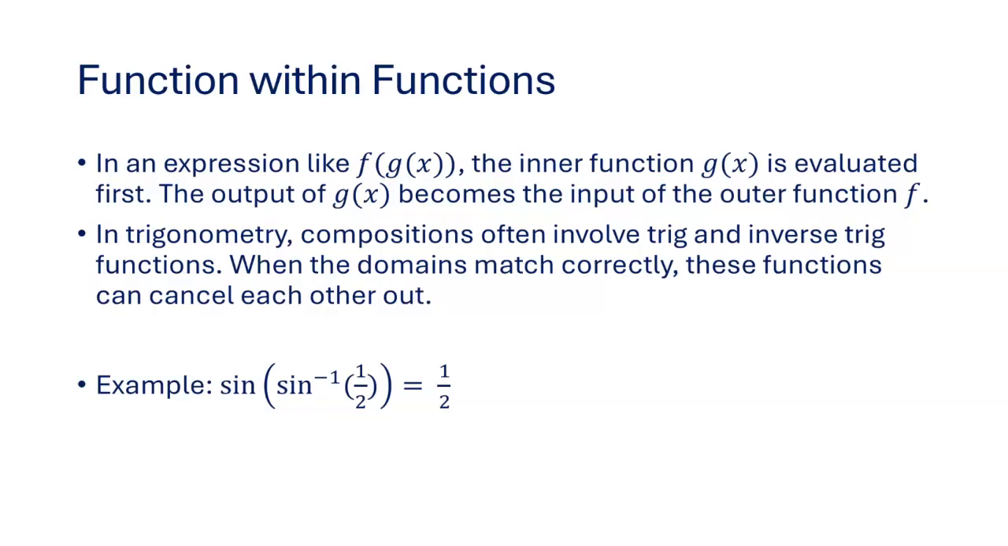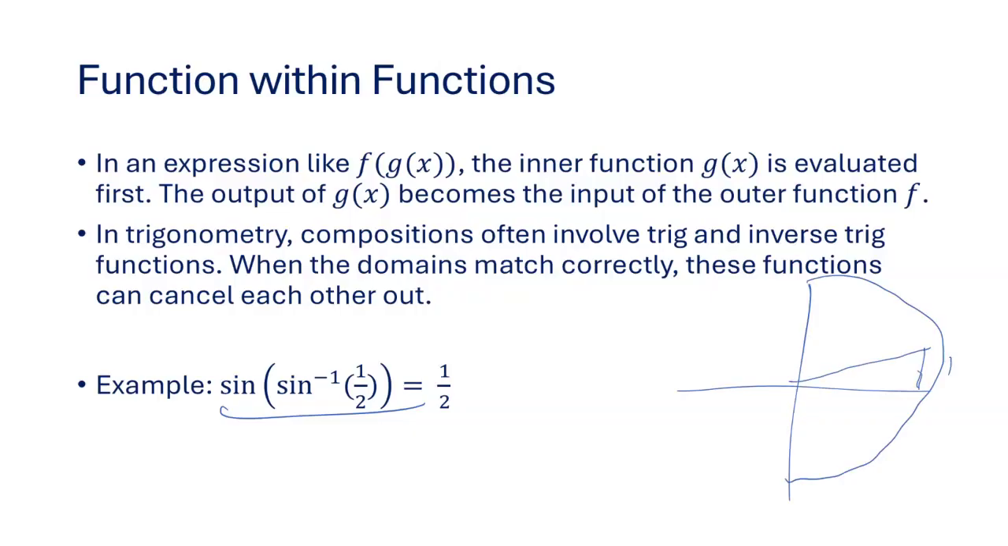In trigonometry, the composition functions often involve trig and inverse trig functions. When the domains match correctly, these functions cancel each other out. So here we're dealing with sine and inverse sine. Remember, the range of inverse sine is the first and fourth quadrant. So when we say the inverse sine of 1/2, we're going to find this triangle here where the height is 1/2 and the side length is √3/2.